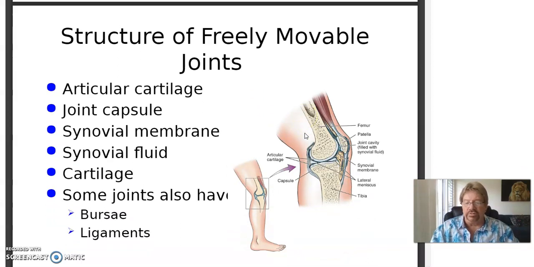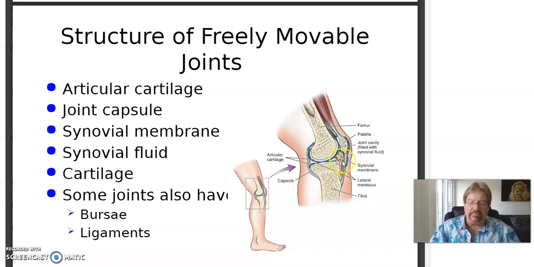Freely movable joints are the most interesting and probably the most clinically significant. So, for example, the knees are freely moving joints, the elbows, the fingers, the neck, ankles, the shoulders. They have articular cartilage at the end of each of the epiphysis areas. In the knee, there's a joint capsule around it, like a waterproof membrane that seals it off. Inside of that, there's a synovial membrane. This is an important word to know. In freely moving joints, the synovial membrane produces a fluid called synovial fluid, and it lubricates and nourishes the joint.